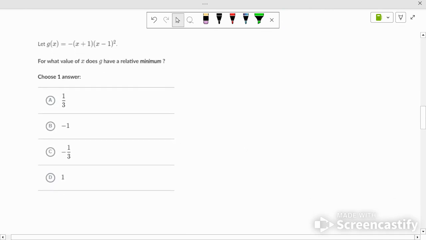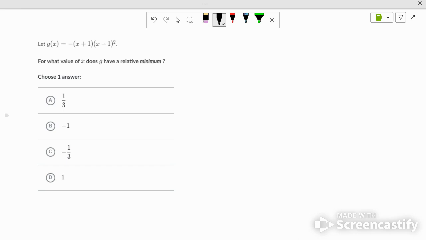All right. This one doesn't give you the first derivative. Oh, no. It doesn't give you the first derivative. Skip it? No. What my people generally do is, in the past, they just put it on the graphing calculator and figure it out. But for what value of x does g have a relative minimum?